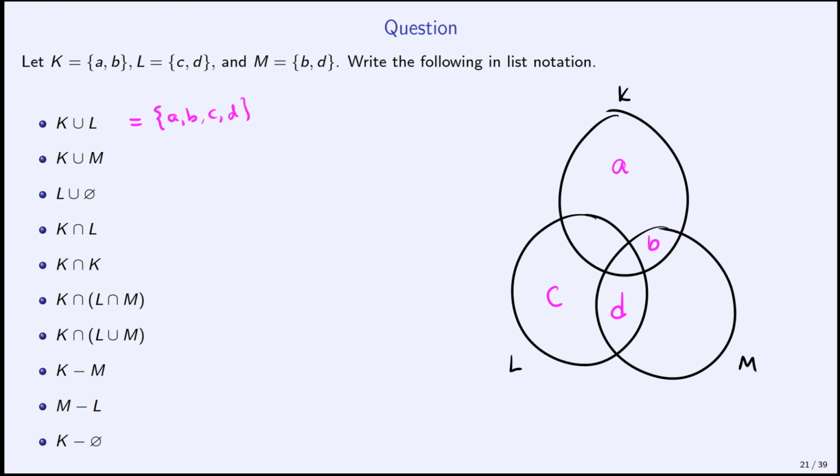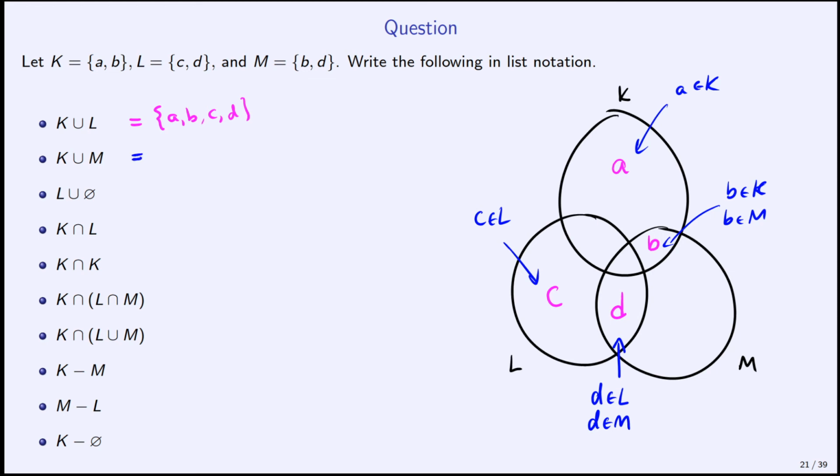So basically what this means here is that D is in L, and D is in M, and this one right here is saying that B is an element of K, and B is also an element of M. And just to complete this, I'll just write this. So C is in L, and this one is saying that A is an element of K. Okay. So now let's do K union M.